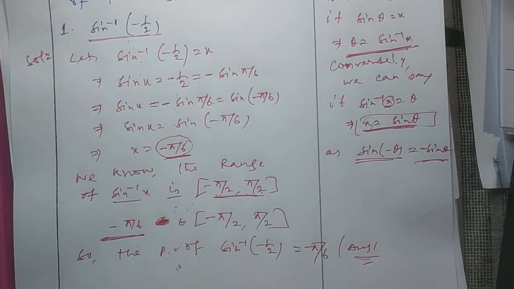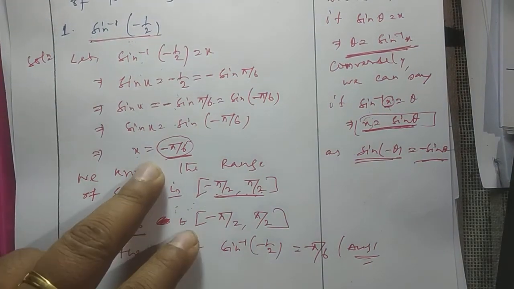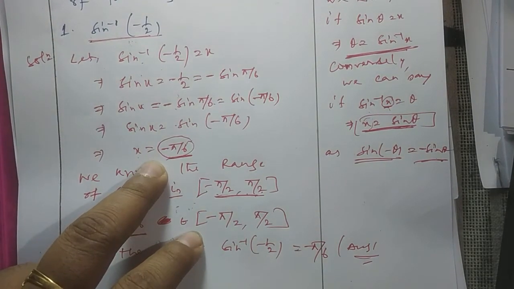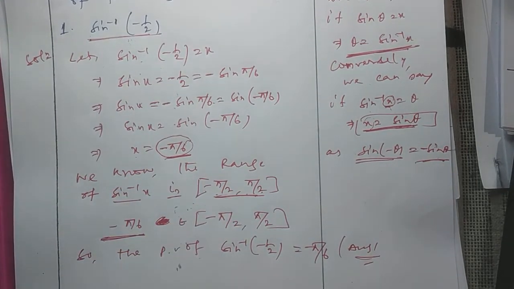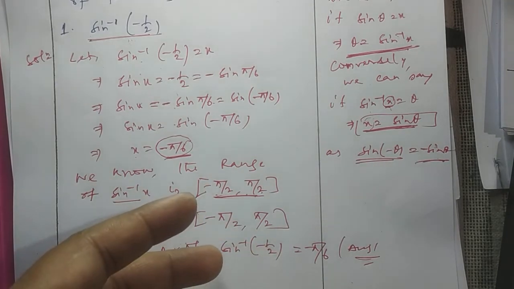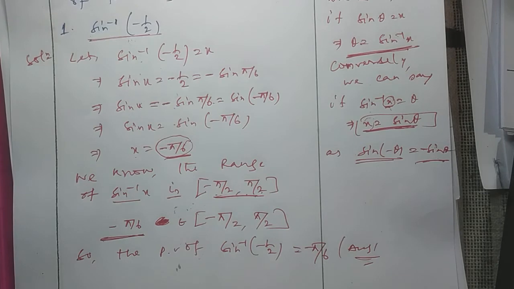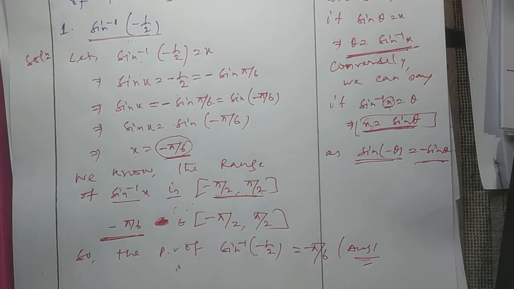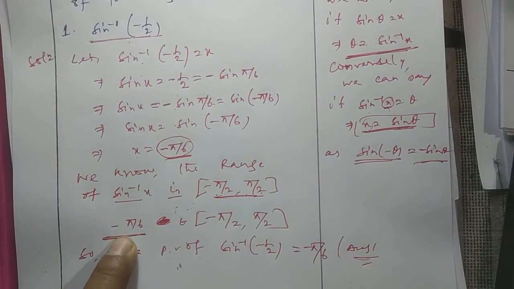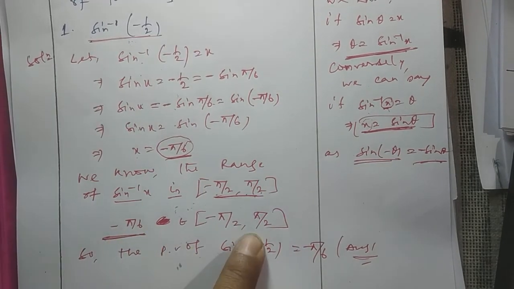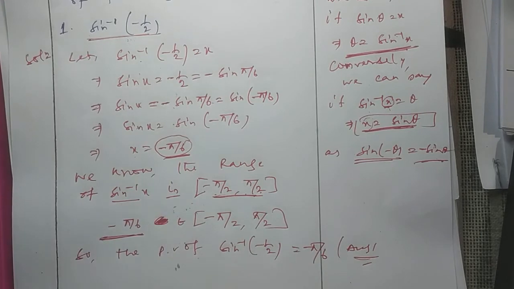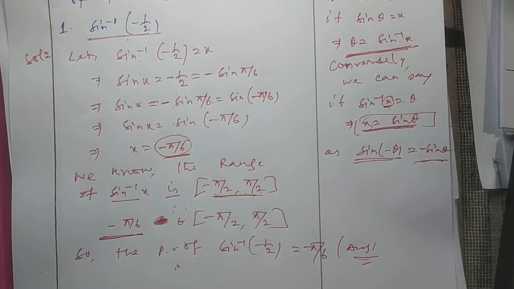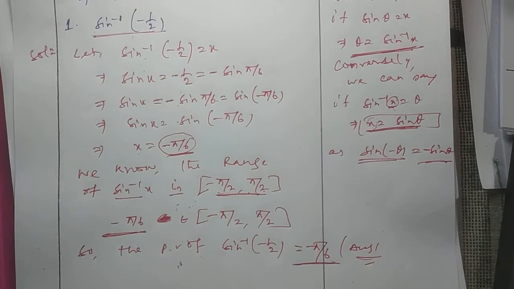Understood? So I am trying to say, after getting the value of x, we have to check whether it belongs to the range or not. If it belongs in the range, it is the required answer, the required PV. Otherwise, we need to modify it to fall in the range. But here it is clearly seen, this minus pi by 6 belongs to the range of sin inverse x. That means it is clearly the PV. Understood? Here minus pi by 6 is the answer.